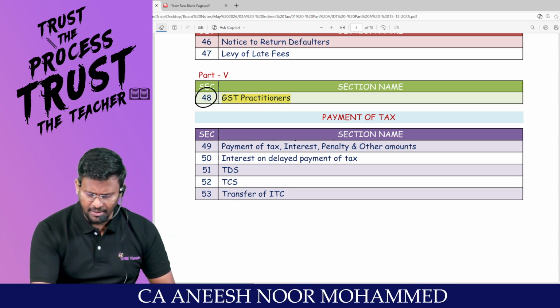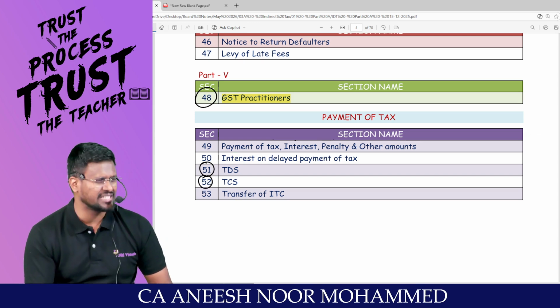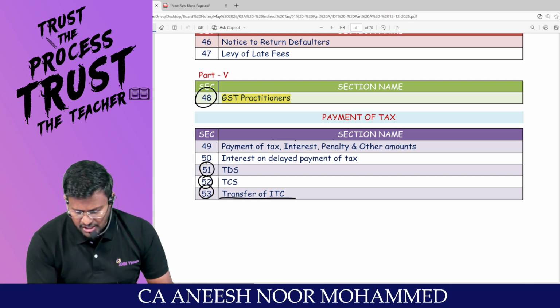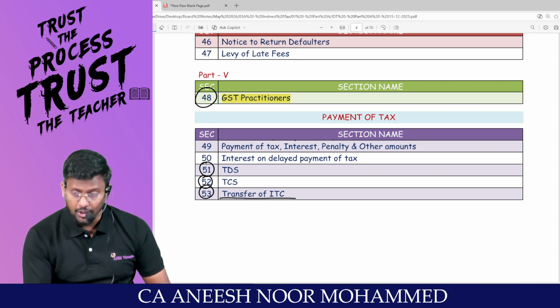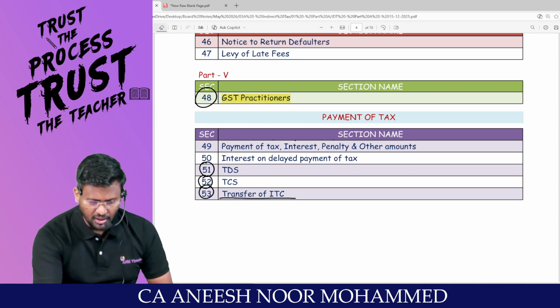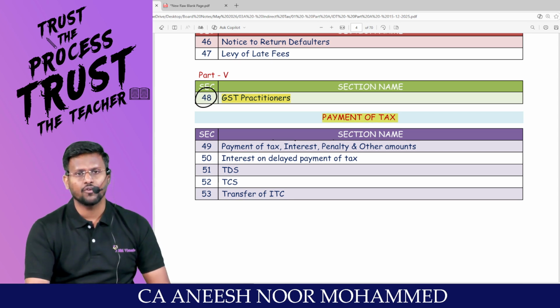Interest on delayed payment. Section 51, TDS. Section 52, TCS. Section 53, transfer of ITC. What is section 51? TDS. What is 52? TCS. What is 53? Transfer of ITC. So all these sections come under the family of payment of tax.